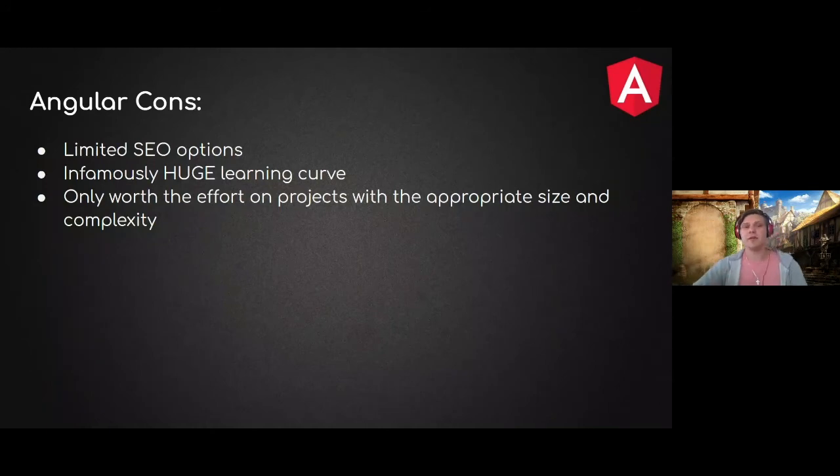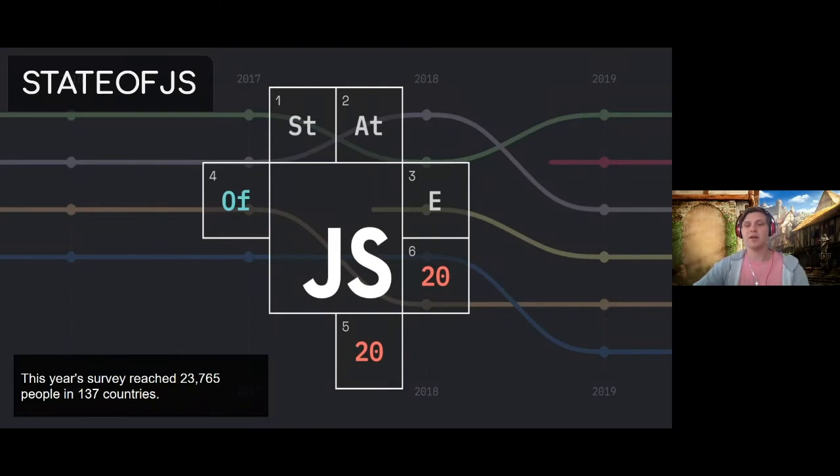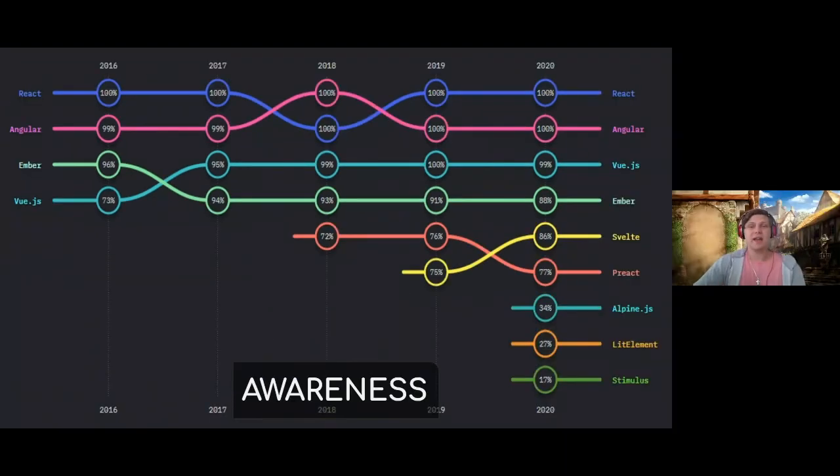Now, for the next part of the presentation, we'll be looking at surveys conducted by State of JS and Stack Overflow. Firstly, starting with State of JS, which had a survey conducted in 2020, which reached around 24,000 people across 137 countries. So looking at the awareness, we can see that both Angular and React are very well-known frameworks, and the entire focus group was aware of both these frameworks.